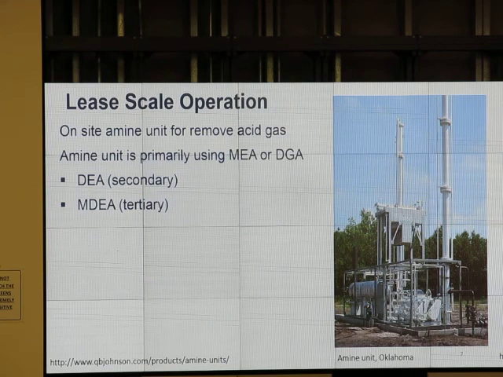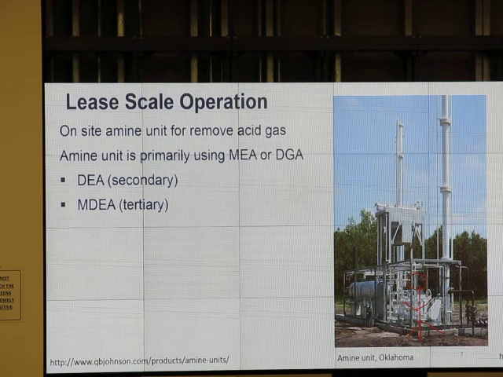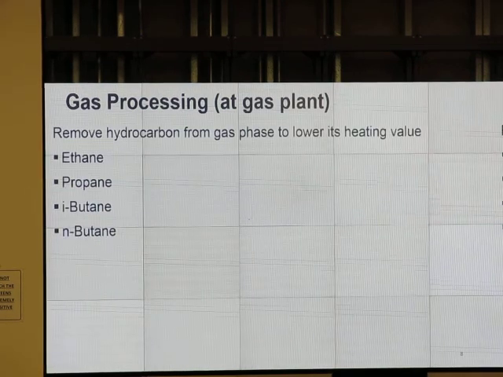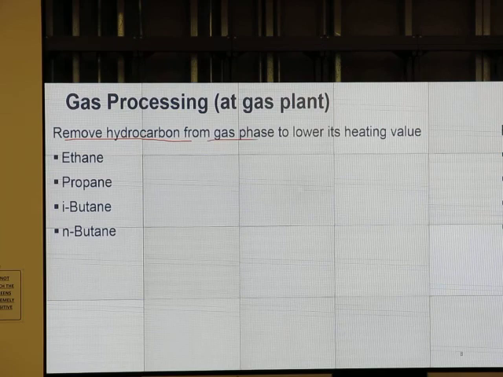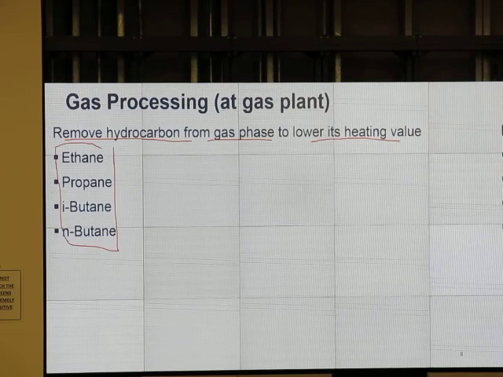For the amine unit, we can have DEA, MDEA, the same that they use in the OXY gas plant, but it's not that big. If I stand over there, maybe I'm that big. Okay, good. So in the gas plant, it is a lot taller than me, right? So the amine unit, we can put on the field. That's my point. Gas processing, removing hydrocarbons from the gas phase to lower the dew point, removing ethane, propane, butane, has to be done at the gas plant. We cannot remove ethane or propane at the field.